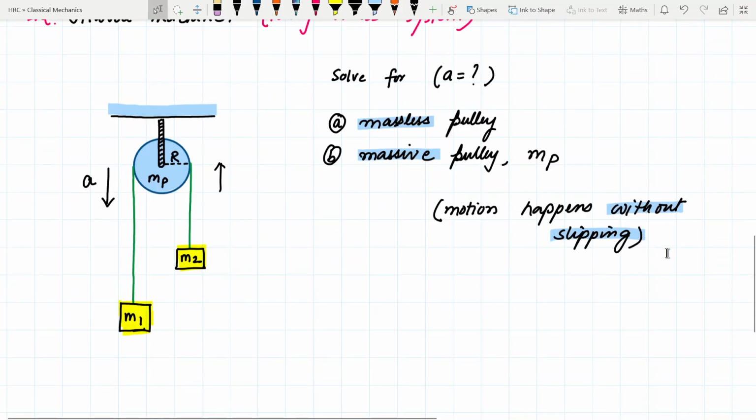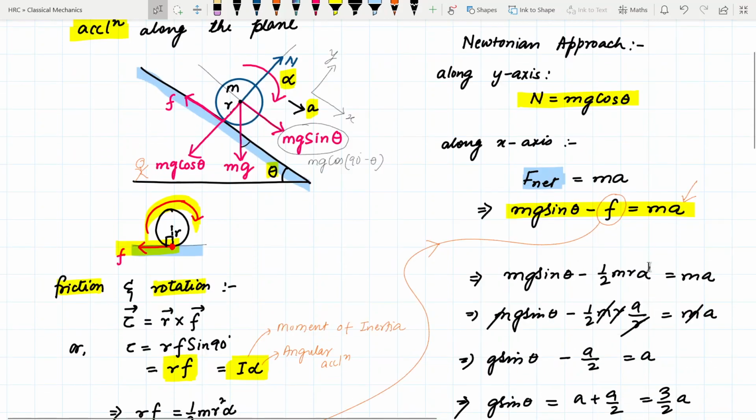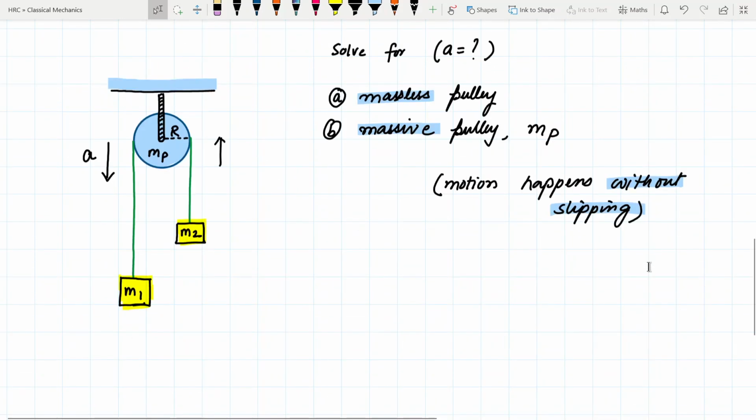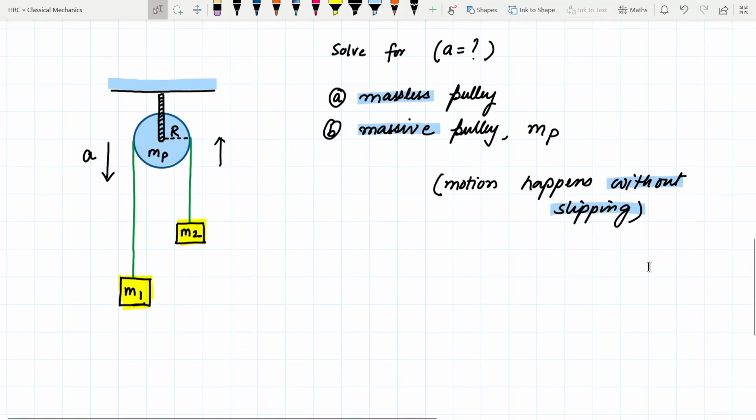ठीक है? So again, the same concept that I've used in the previous question, I'm going to use here also. And the concept is first related to the forces. We want to see what are the forces balanced, imbalanced, वगैरह वगैरह. So can you tell me how many forces and which of the forces are involved in this particular problem? One by one. Which forces are there?